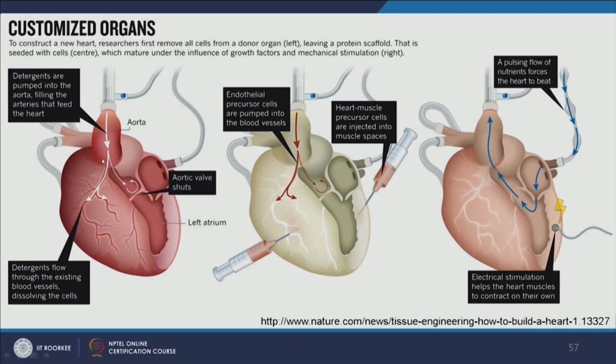The first one is, for example, if you want to construct a new heart, we can remove all the cells from the donor heart and it will leave only the protein scaffold. Then we can inject the cells and grow them on top of this heart, okay, and we can give the growth factors and mechanical stimulation and we can make the customized organ.